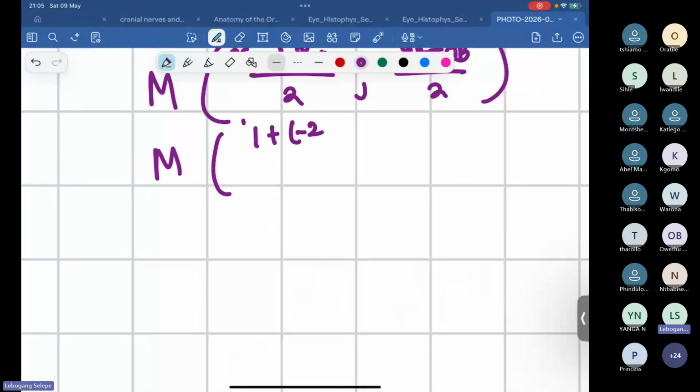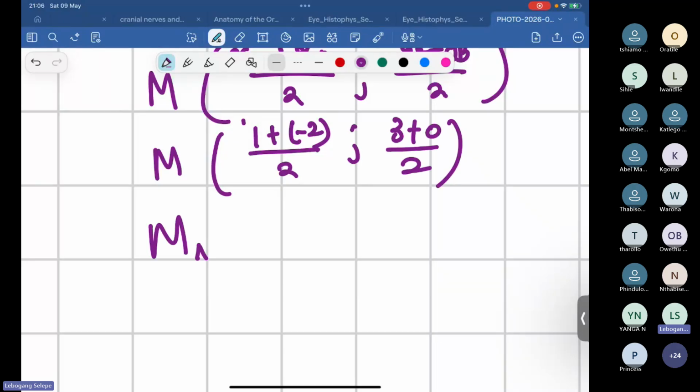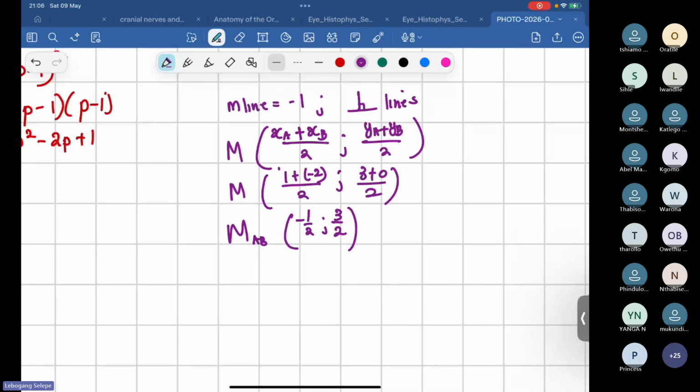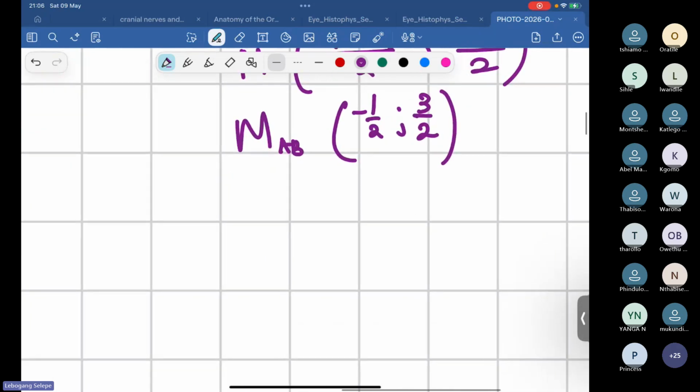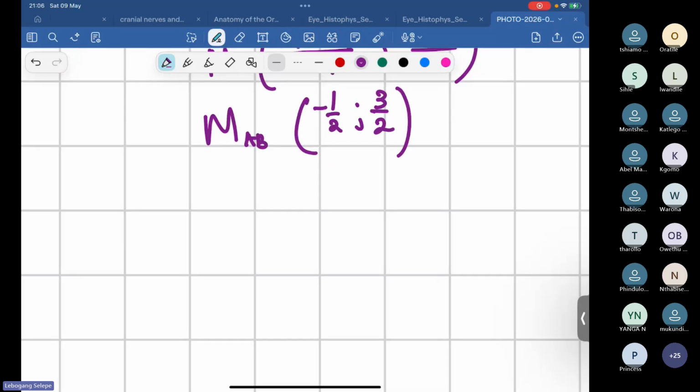1 plus negative 2 divided by 2. And then this was 3 plus 0 divided by 2. Therefore, the coordinate of the midpoint was negative 1 over 2, 3 over 2, right? Because everything here has a mark, so that's why you need to do the write-up correctly. So now we get to the important part, which is determining the equation.